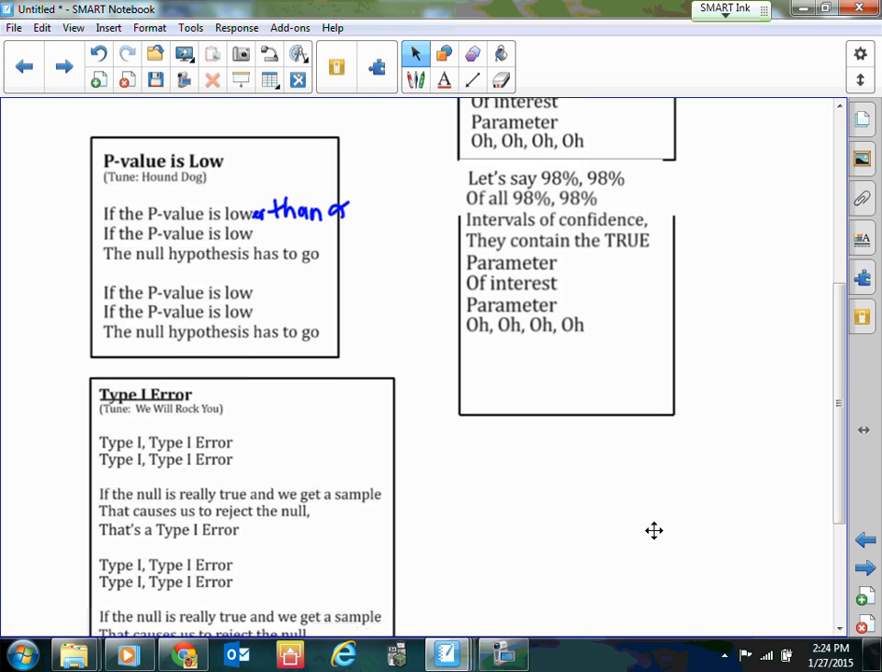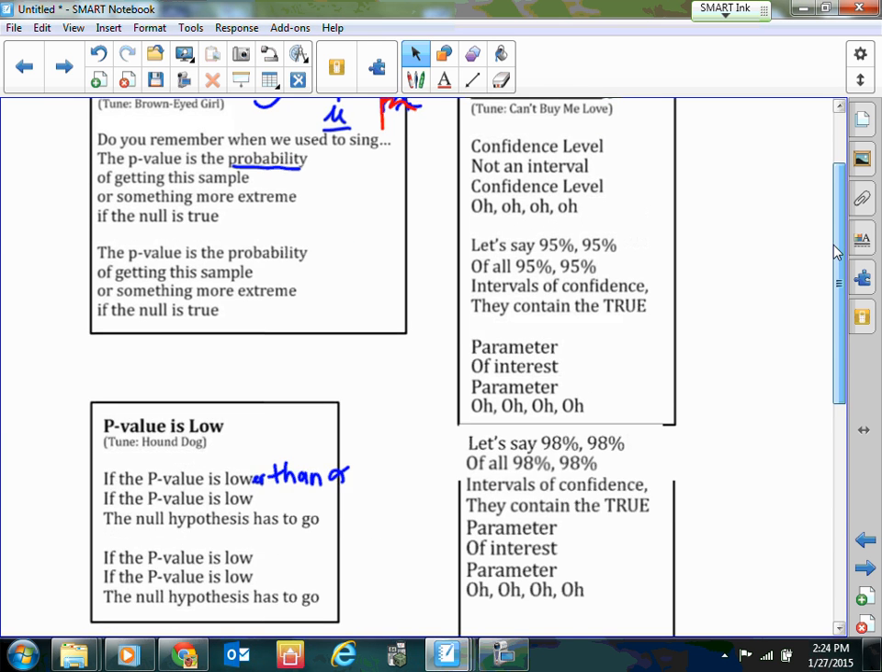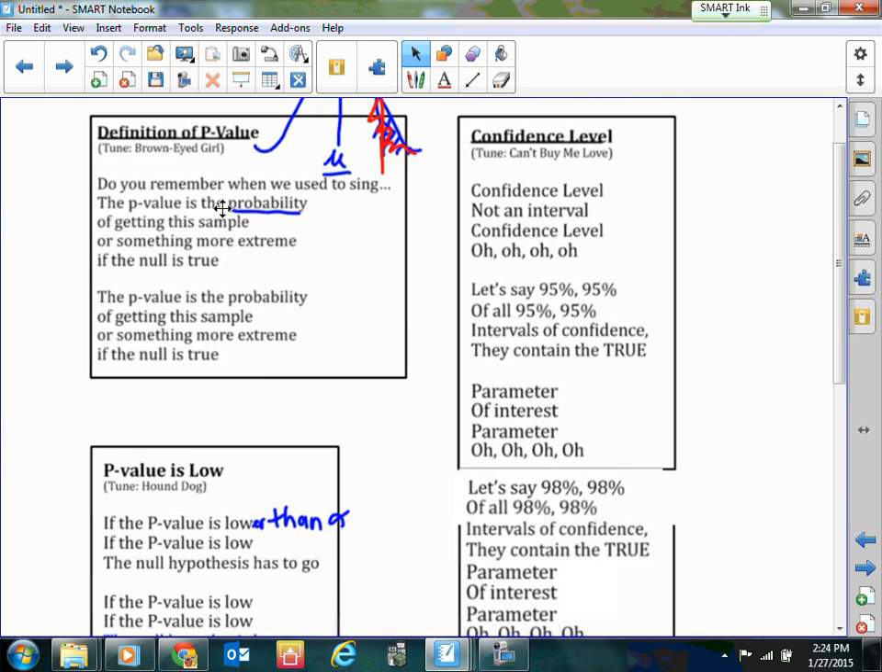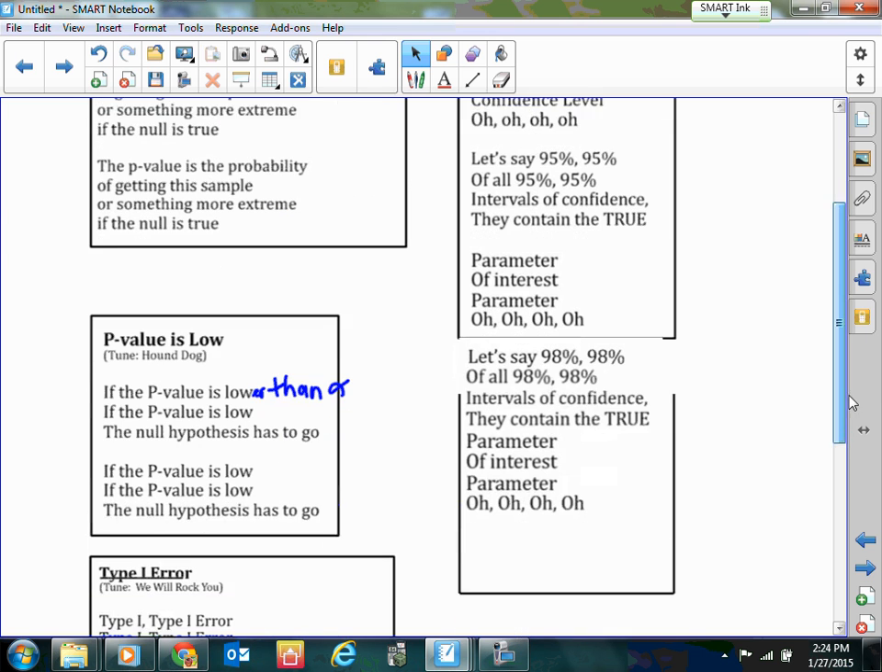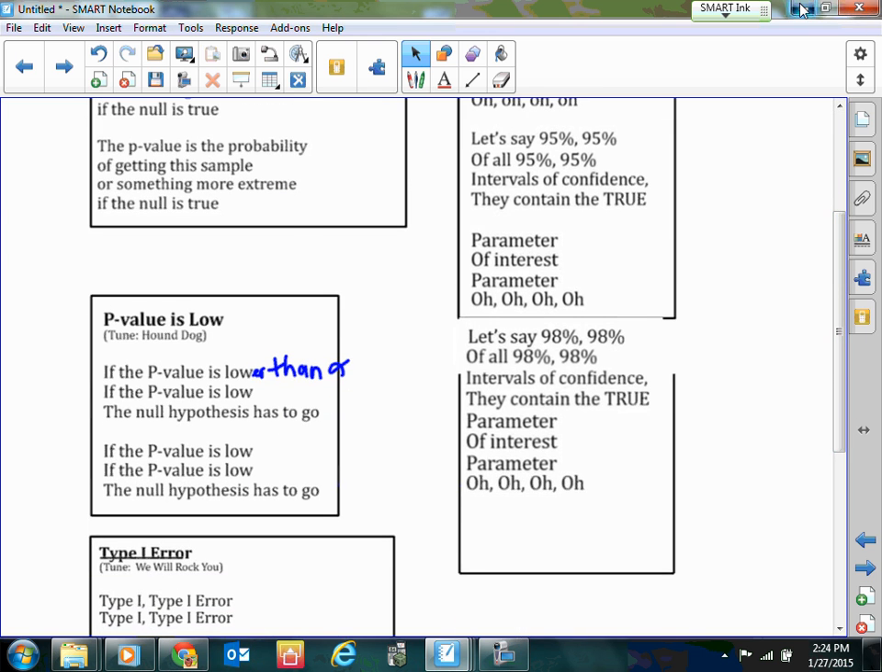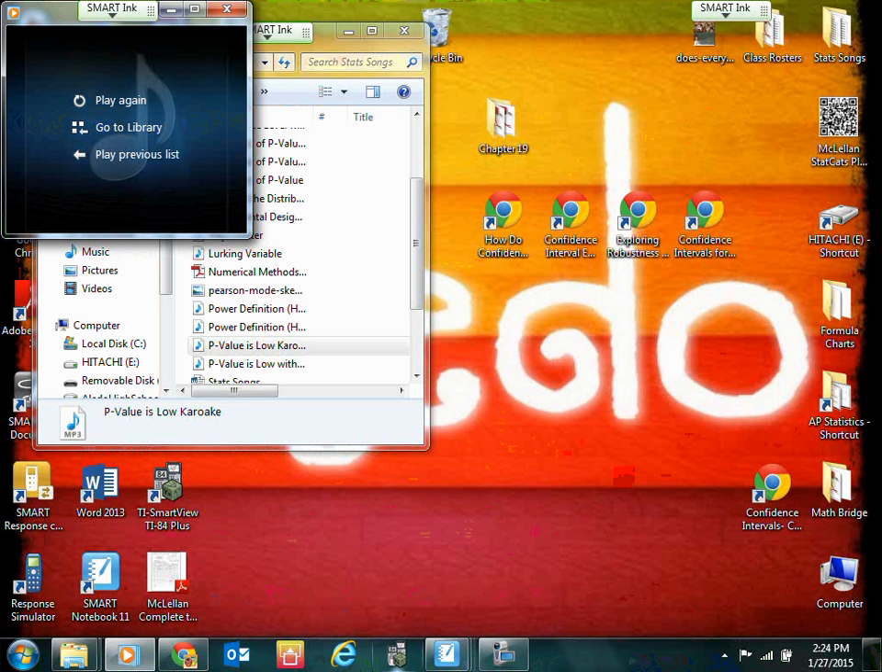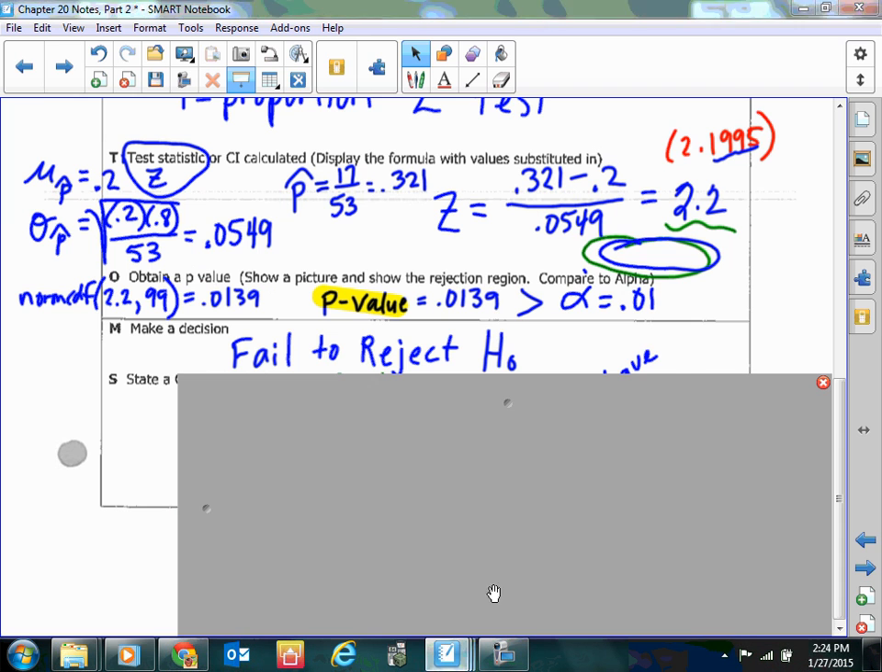Okay, you got that? So there's our two songs. The p-value is the probability of getting this sample or something more extreme if the null is true. And then, if the p-value is low, the null hypothesis has to go. All right, so that's the key information for today. So therefore, we failed to reject because the p-value was not low. So let's finish this up.